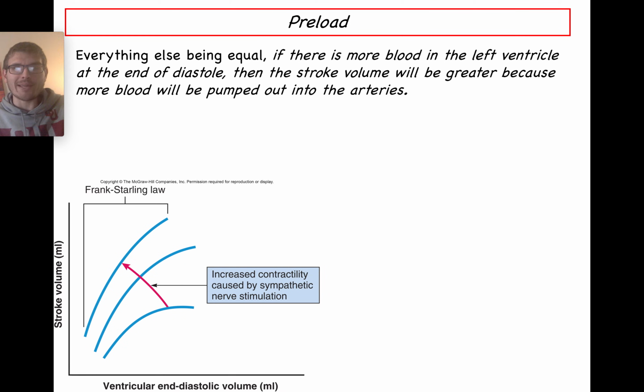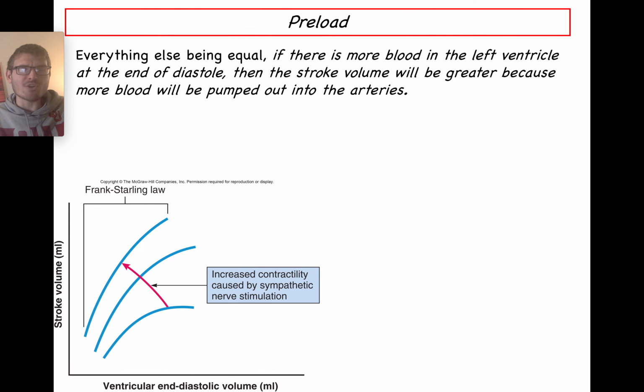So let's talk about preload first. The first thing we'll say about preload is fairly simple. If there is more blood in the left ventricle at the end of diastole, then the stroke volume is naturally going to be greater because of the mathematical relationship at play here. Think of it like this: if our typical end diastolic volume is 120, and our ejection fraction is roughly 2/3, then your stroke volume is going to be 2/3 of your end diastolic volume. So 2/3 of 120 is 80, right? That would be your stroke volume.